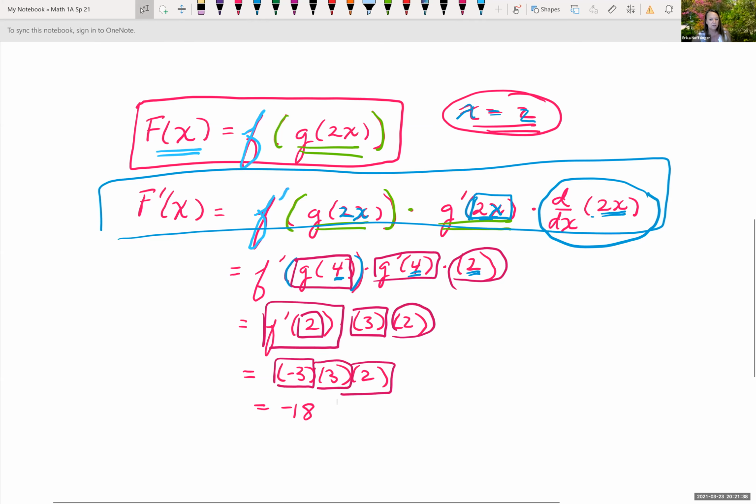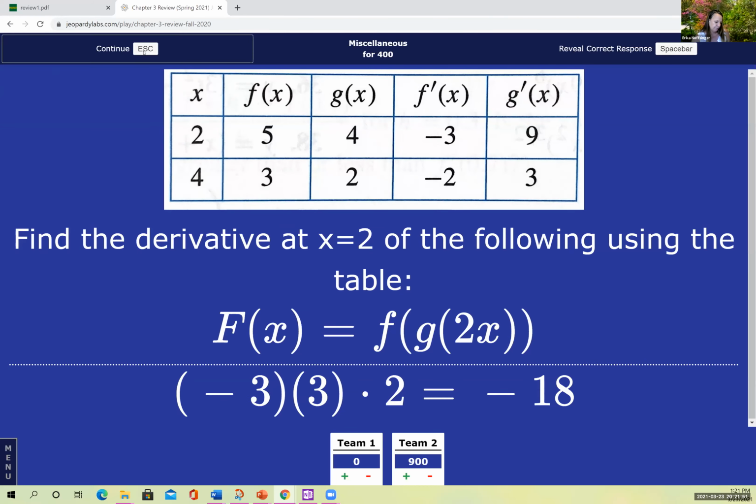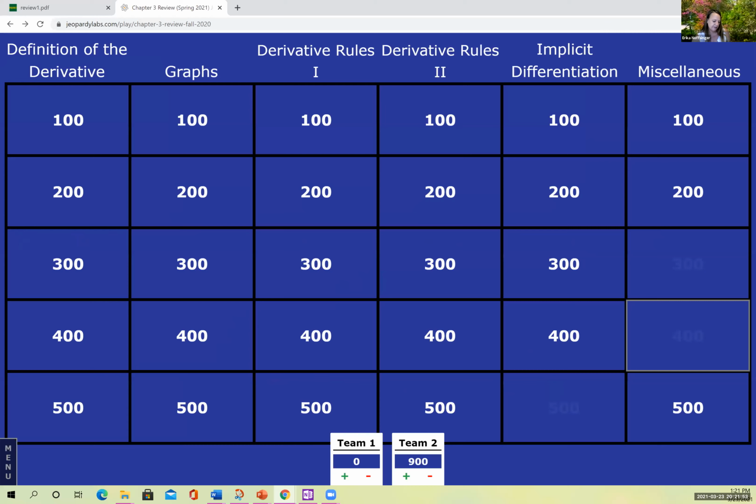And so your team gets another point, or not points, but you get 400 more points. So you're at 900. Okay, so new category or same category, but which category, how many points do you want?